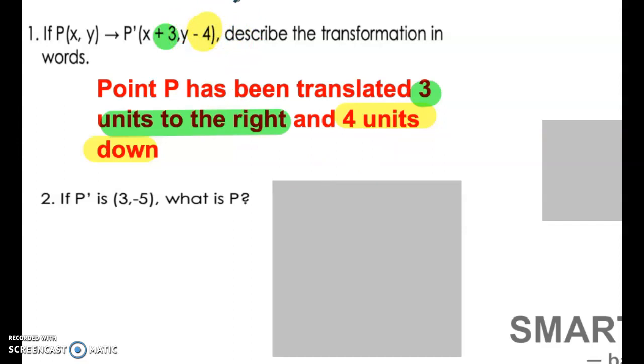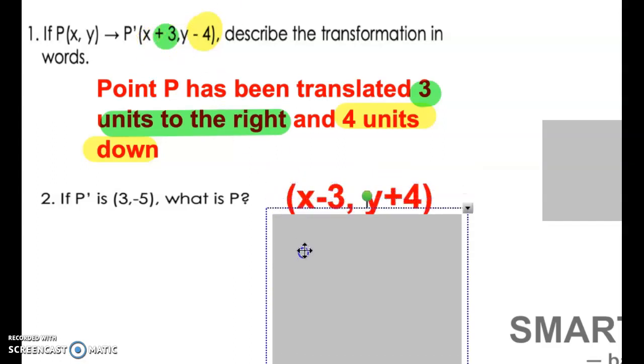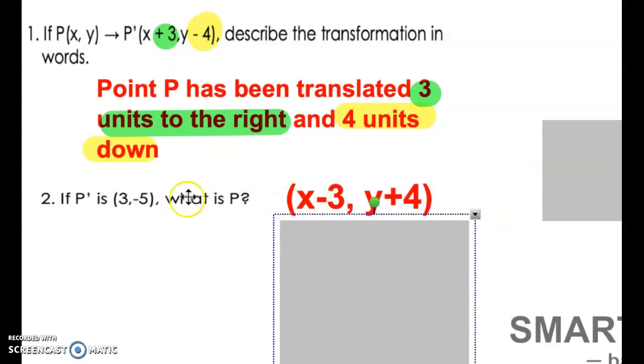Number 2, if P prime is (3, negative 5), what is P? Here, this is a little tricky because it wants us to go backwards. P prime, remember, those are the coordinates after the translation has already happened. So it wants us to go backwards. So if our original movement was x plus 3, to go backwards, we're going to have to do x minus 3. And if our original movement for the y was y minus 4, to go backwards and find out that original y coordinate of point P, we're going to have to do the opposite of subtracting 4, which is adding 4. So we're going backwards, so we're kind of undoing the translation.